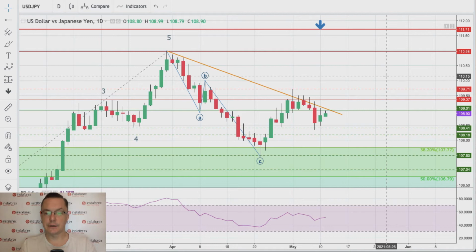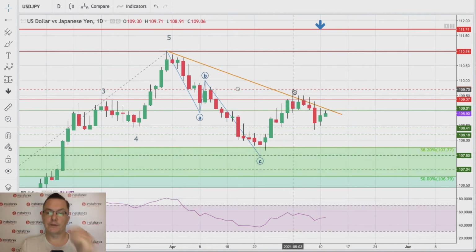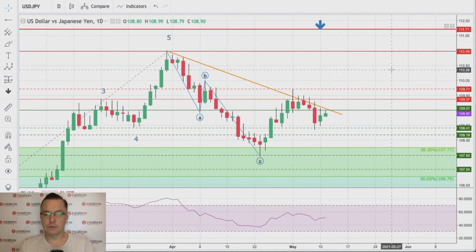And as you can see here, we got the new local technical resistance 109.71, which is the high of the 3rd of May. So the US dollar should go lower. There should be more pressure on the US dollar to go below the 108.18 towards 107.50.